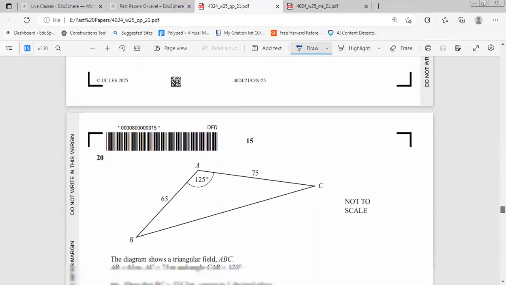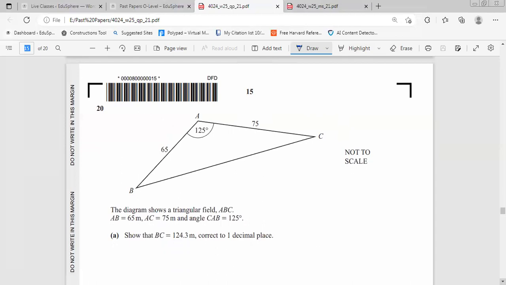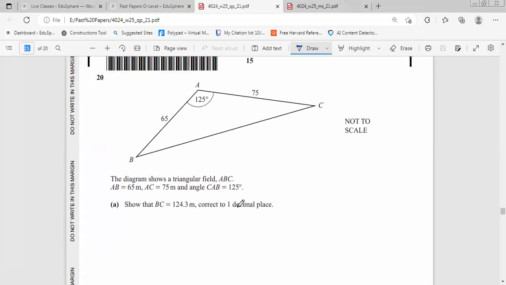And there I have. Okay, so this question says that the diagram shows a triangular field ABC. AB is given 65, AC is given 75, and CAB angle is this one. Show that this BC is equal to 124.3, correct to one decimal place.